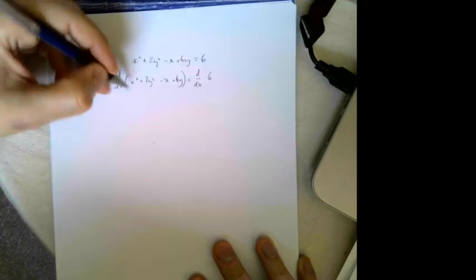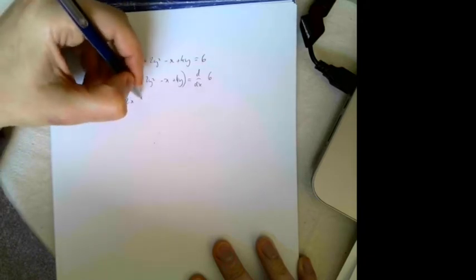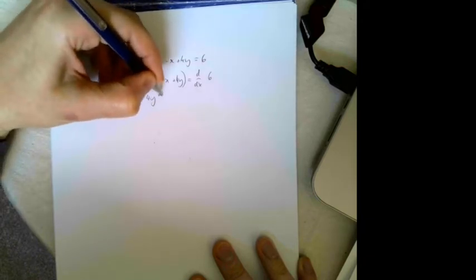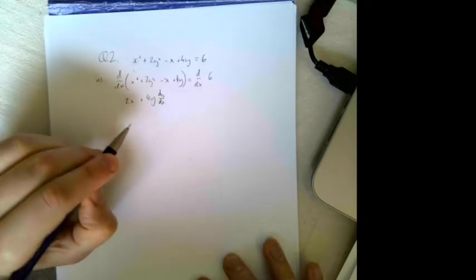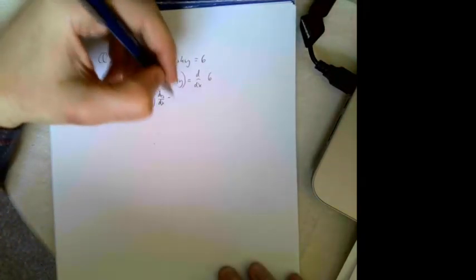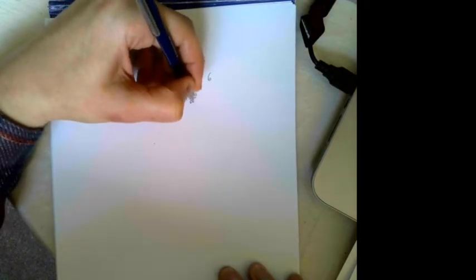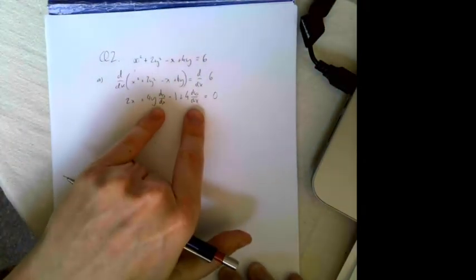what are we going to get? Well, we can differentiate the x squared and get 2x, differentiate our 2y squared and get plus 4y dy by dx. Just remembering that rule that whenever we differentiate a function in y, we treat it as if it was an x, but remember that dy by dx at the end of it. That's the general rule. Minus 1 plus 4 dy by dx, and that's equal to the differential of a constant, so that's just 0.